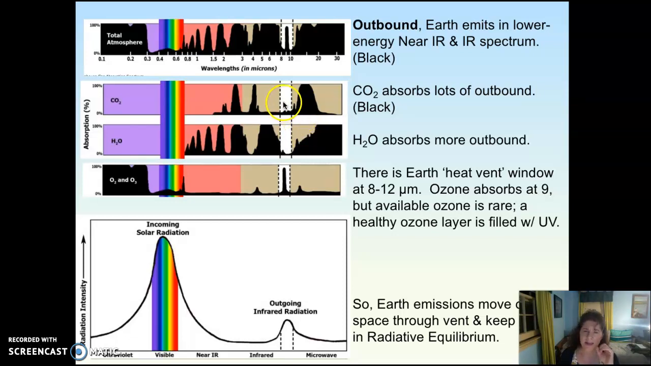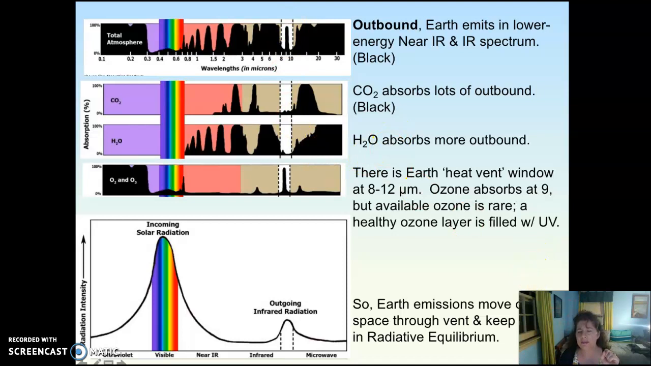There is a vent right between 8 and 12 micrometers. Right between 8 and 12 micrometers, there's not a whole lot absorbed from CO2 and from water vapor. There is some absorbed from ozone, O3. But to be very honest, with a healthy ozone layer, that absorption is not as great, because the ozone layer is so wrapped up in absorbing all the UV. So we do have a window to vent out heat between 8 and 12 micrometers, and that is how the Earth vents out its emissions in IR through that window.